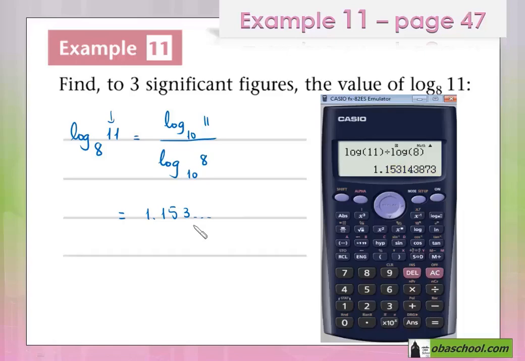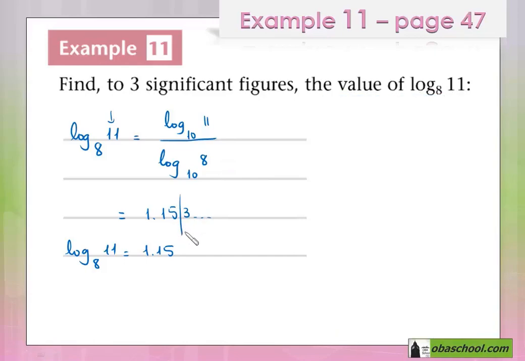But the question says that we need to provide an answer correct to three significant figures, and so the final answer of log 11 base 8 is equal to 1.15, and this is basically how you can find the value using the calculator and after changing the base using the rule that we have explained in the previous video.